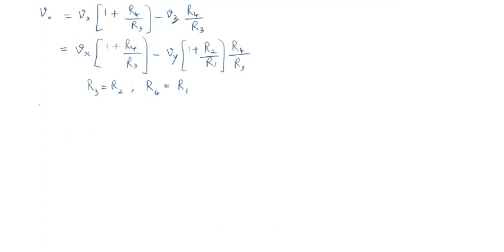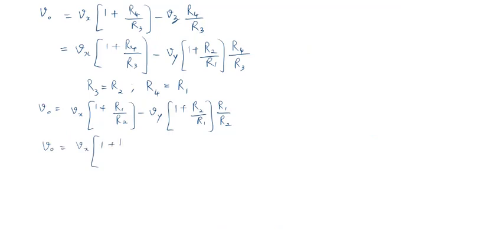So with this you get VO is equal to Vx times 1 plus R4 becomes R1 and R3 becomes R2, minus Vy times 1 plus R2 by R1, and this R4 becomes R1 and this is R2. So in the next step we can just multiply this R1 by R2 into the brackets. So you get the same as this one. So it becomes VO is equal to Vx times 1 plus R1 by R2.